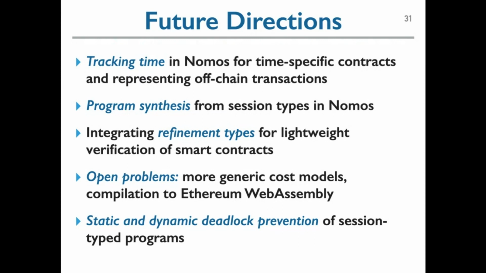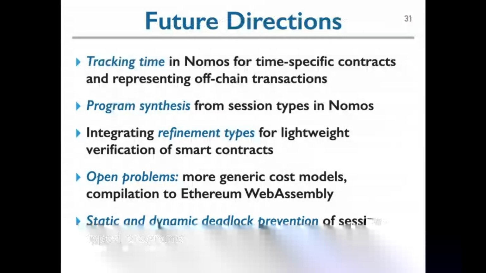There are still some open problems with respect to integration with blockchain. For instance, so far I only talked about cost models that are constant. Every operation has a constant cost. But what if there are more generic cost models where the cost of an operation depends on the value or the size of some data structure or something like that? Another thing that I'm trying to do is a compiler for Nomos to Ethereum WebAssembly, and so actually deploy some of these contracts on the Ethereum blockchain to practice.